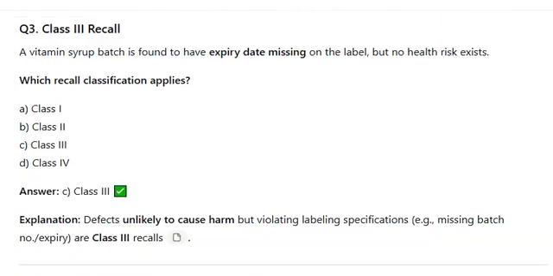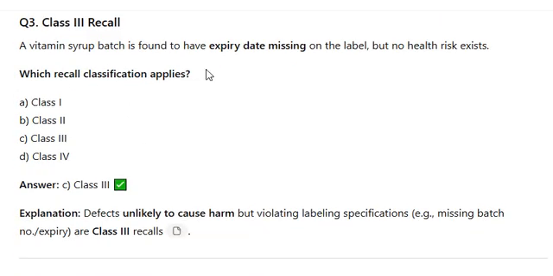Q3. Class 3 recall. A vitamin syrup batch is found to have expiry date missing on label, but no health risk exists. Which recall classification applies? A. Class 1, B. Class 2, C. Class 3, D. Class 4. Answer: C. Class 3. Explanation: Defects unlikely to cause harm but violating labeling specifications, e.g. missing batch number or expiry, are Class 3 recalls.